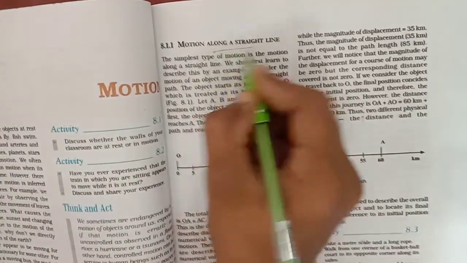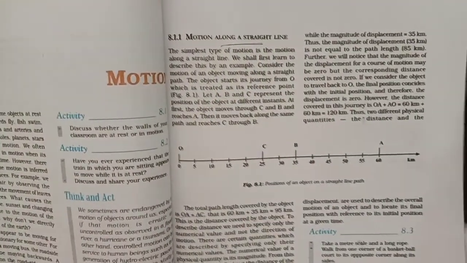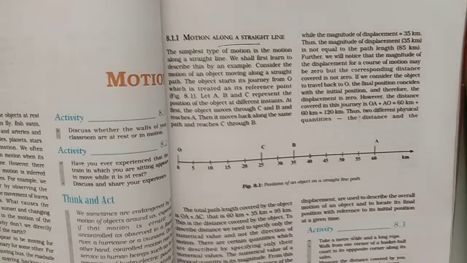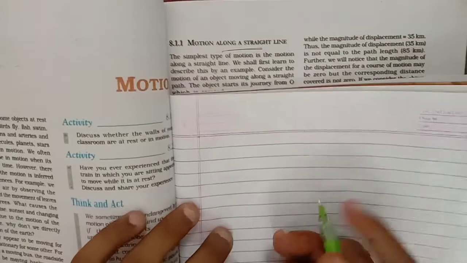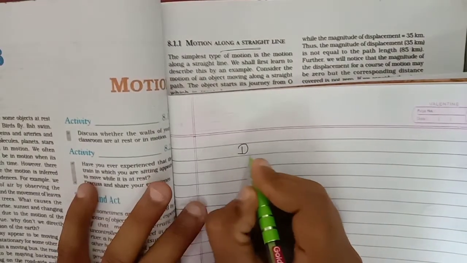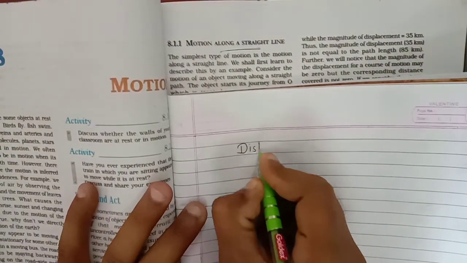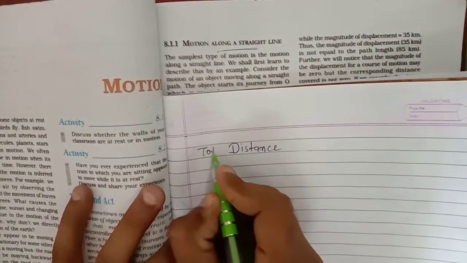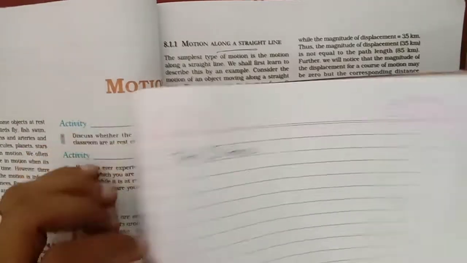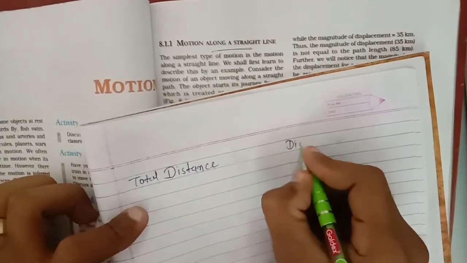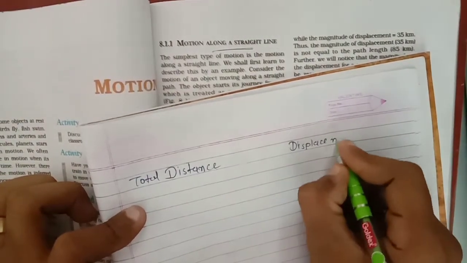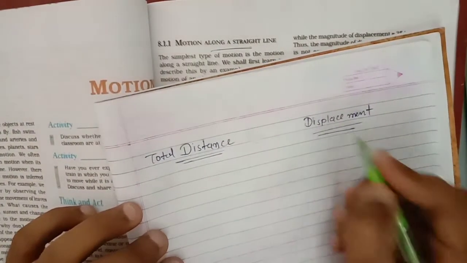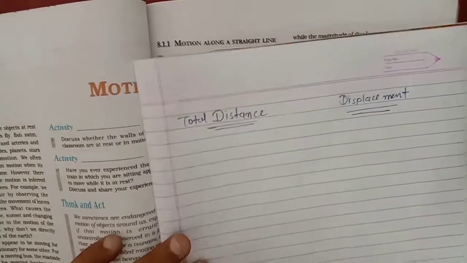Now the second one is motion along a straight line. To see motion along a straight line, we understand two different words. The two different words are, first, distance. Clear? Total distance. And the second word is displacement. The two words are different. How can we understand?